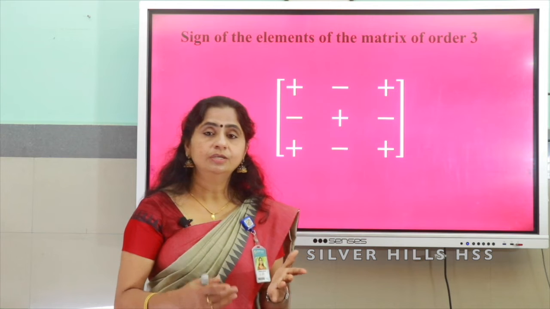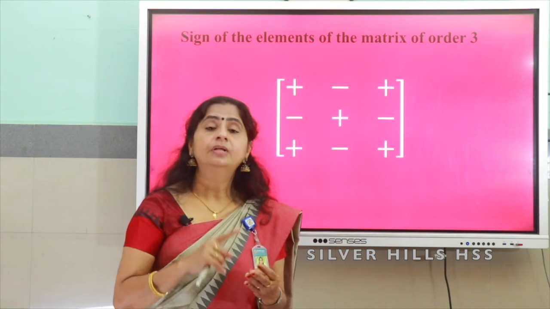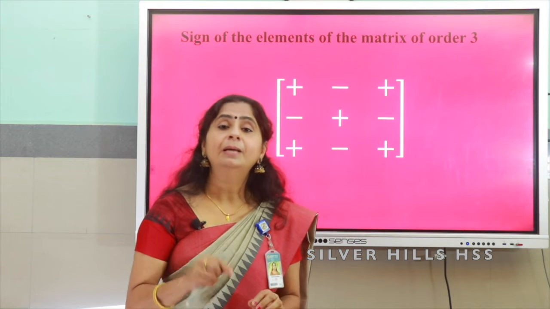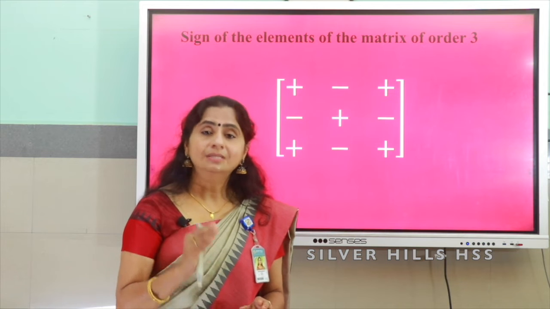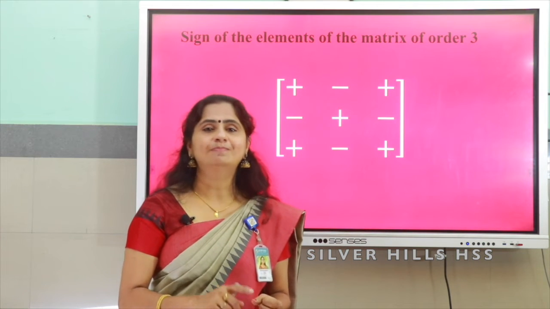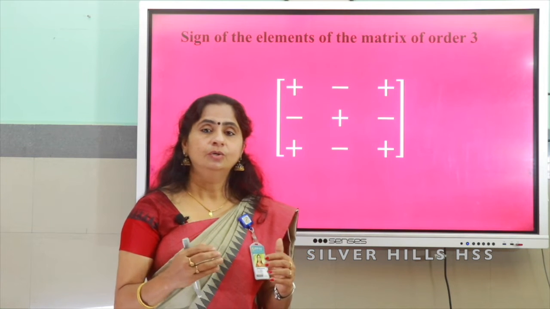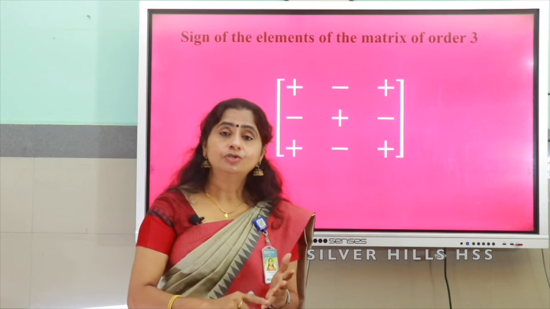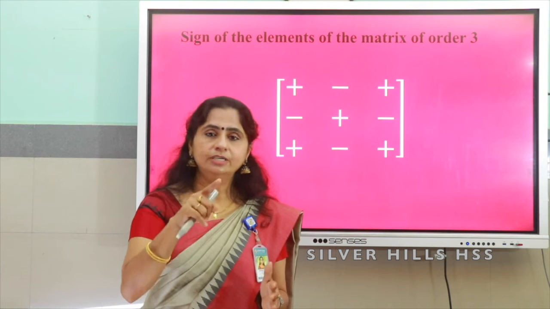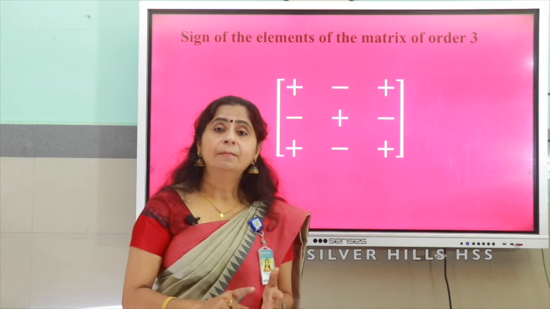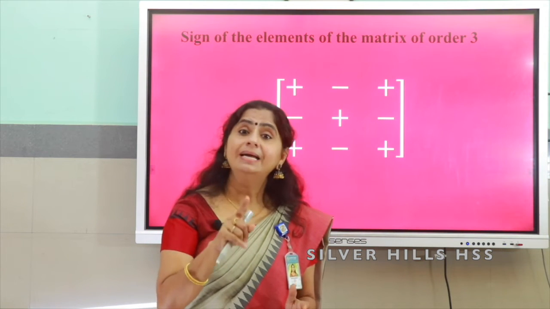In other words, for the first row, first column, third column, the sign will be plus minus plus. And the second row, second column will be minus plus minus. So hereafter, whenever we are evaluating a determinant, we can remember the sign. The first row, first column, third column, in other words, the borders, will have the sign plus minus plus. And the second row, second column will have minus plus minus.